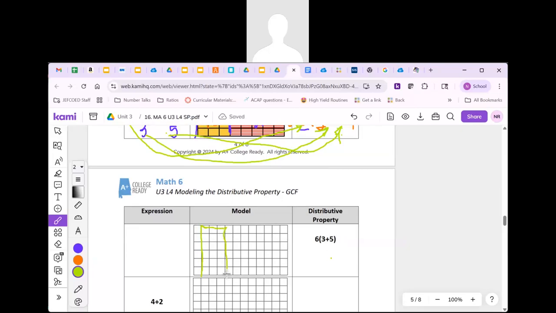Now, this is not nearly as good as you can probably do with the pencil. The other rectangle also has the 6, right? That's the side they share, their greatest common factor. And then it has 5 across the top. 1, 2, 3, 4, 5.